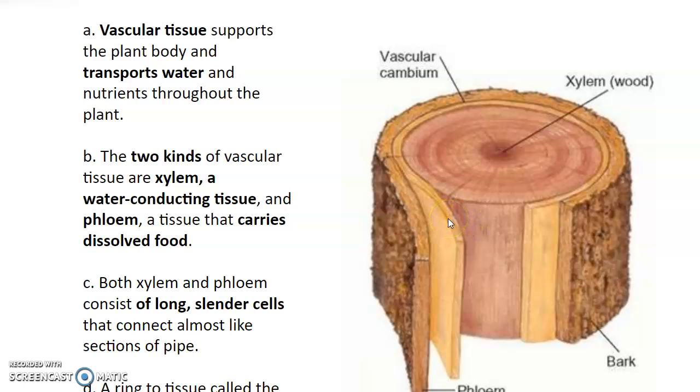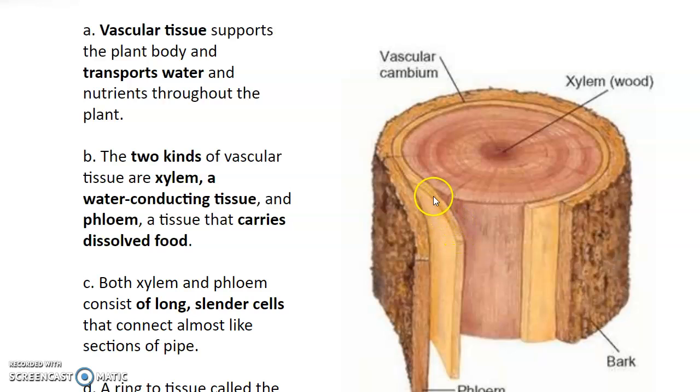So that's dermal tissue. Vascular tissue. Vascular tissue does two things. It gives the plant support, especially in the stem, and transports or moves water and nutrients through the plant. There are two kinds of vascular tissue. Xylem, which carries water, and phloem, which carries dissolved food, dissolved nutrients. They are tubes. They're made of long cells that are very slender, and they're tubes. So you have these tubes that move water and tubes that move food.